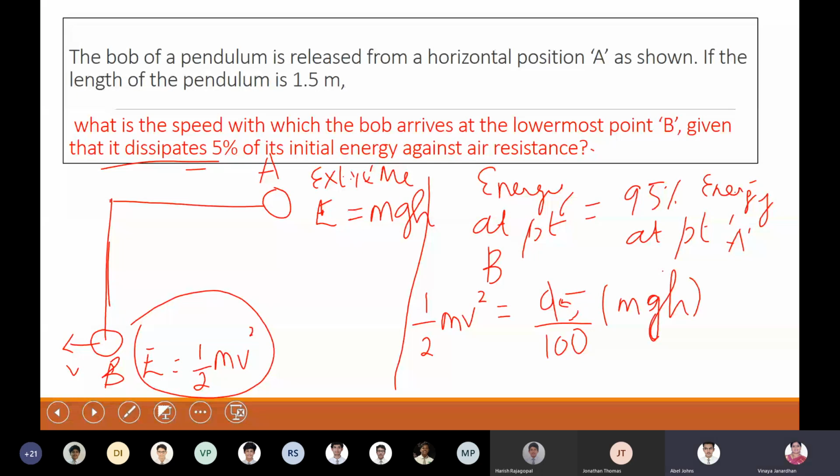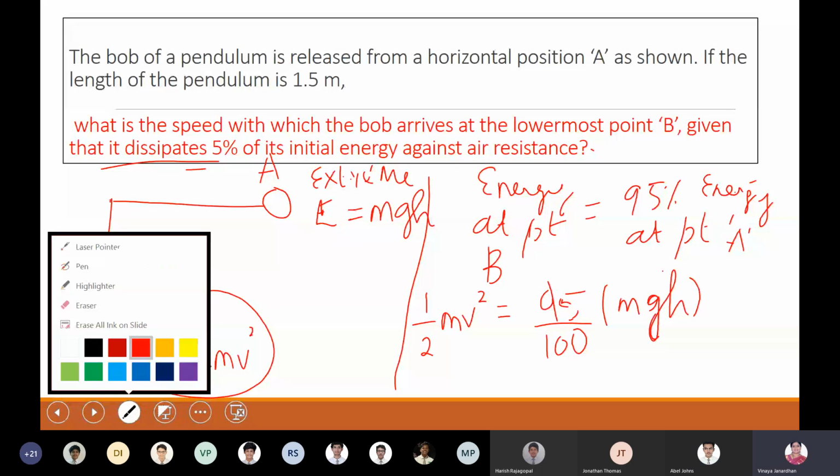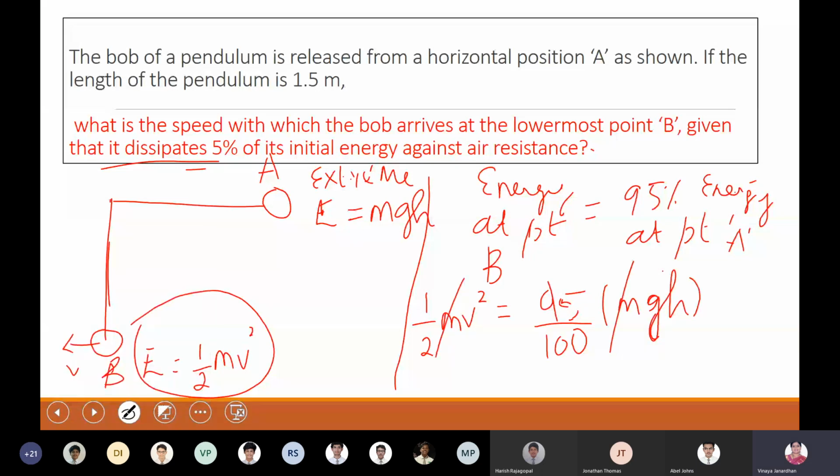So boys, M and M will get cancelled. Then in that case, you have to find V squared. H is 1.5 meters, to find the value of V.